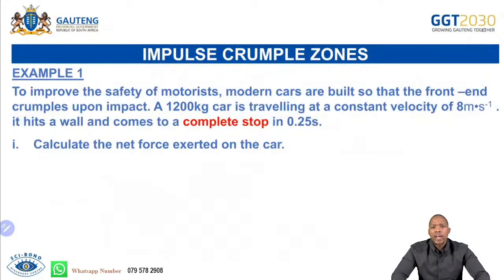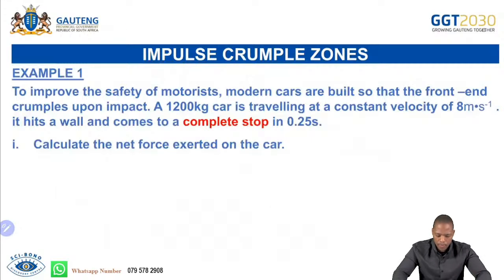Okay, so let us take an example and try to solve this using calculations, to see if we have a car with a rigid bumper versus a car with a crumple zone, right? Which one is going to experience a greater amount of force? Okay, so example 1 says, to improve the safety of motorists, modern cars are built so that the front end crumbles upon impact, right? Exactly what I was saying. They are built so that they must crumple if there is impact, if there is an accident.